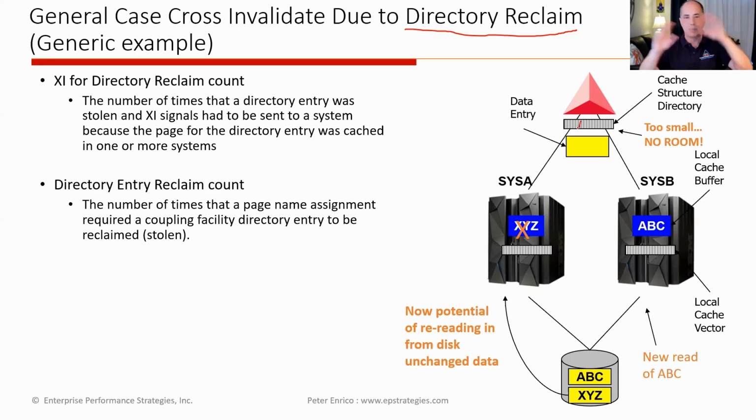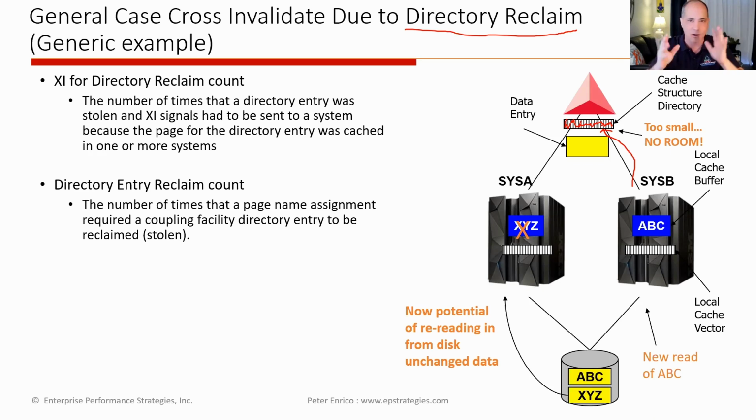And then some time goes by. System B comes in and reads record ABC in. So it says, all right, I'm reading ABC in. Let me go write my directory entry to say that I have interest in ABC. But when it goes to do that, all the entries are occupied, because this is a finite control block. System B comes in, says, I have interest in ABC, and the coupling facility says, sorry, I can't help you because all the entries are occupied.